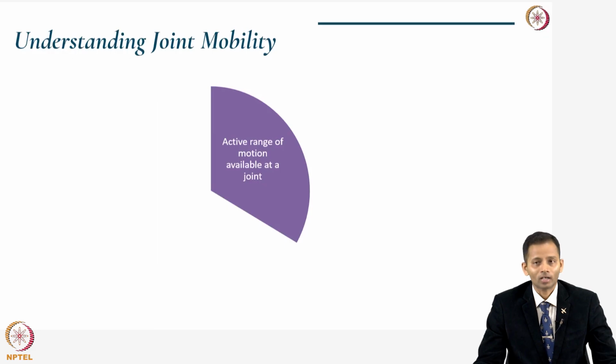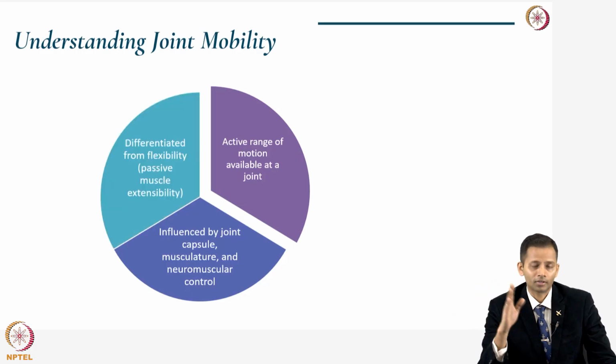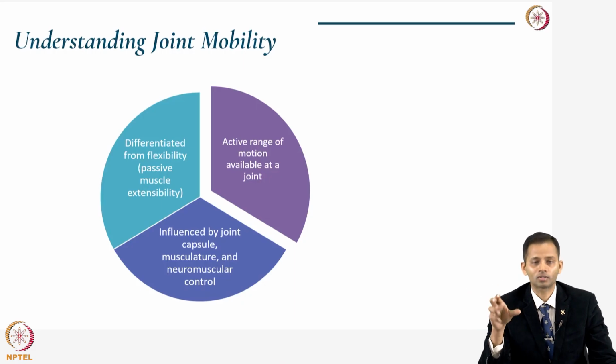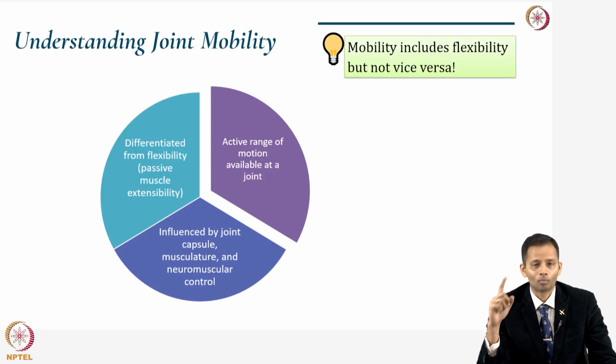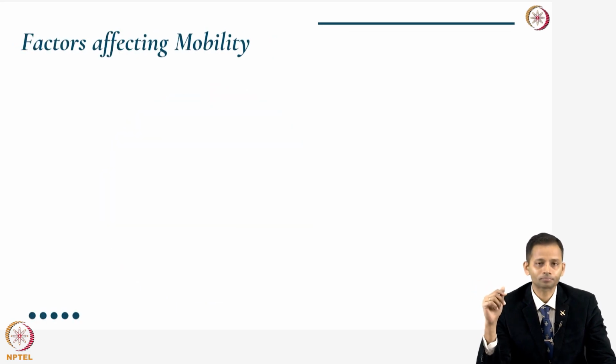When we look at understanding joint mobility, we have covered this in the previous lecture. Joint mobility pertains to active range of motion which is available at the joint, and it is influenced by the joint structure, the capsule, the ligament around the joint, the soft tissue, and the neuromuscular control. It is different from flexibility, which denotes passive muscle extensibility. So mobility is a bigger aspect, in which flexibility is a small subset of mobility.